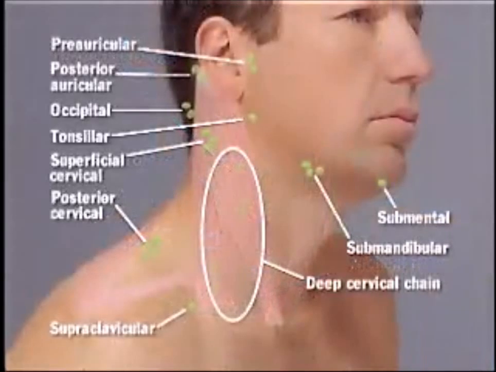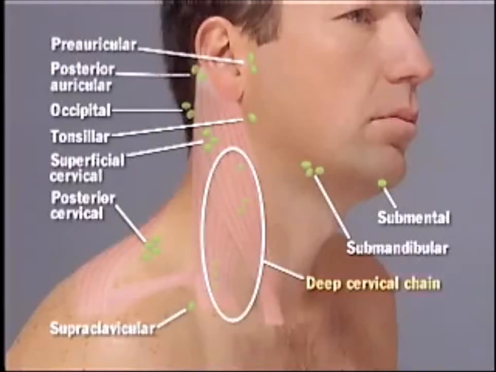The lymph nodes of the head and neck are identified here using one of several classifications. The overlying sternomastoid muscle largely obscures the deep cervical chain, but at the extremes of the chain, the tonsillar node and the supraclavicular nodes may be palpable.